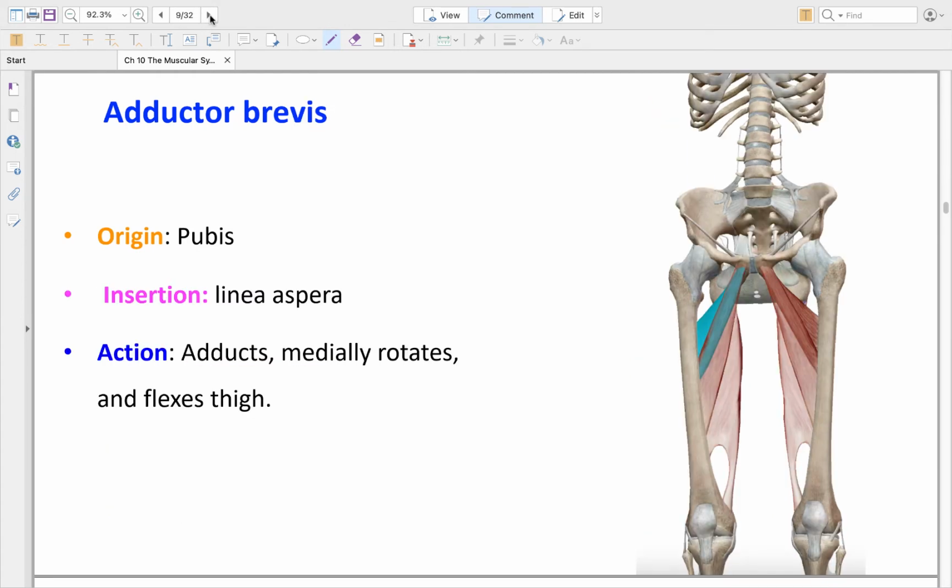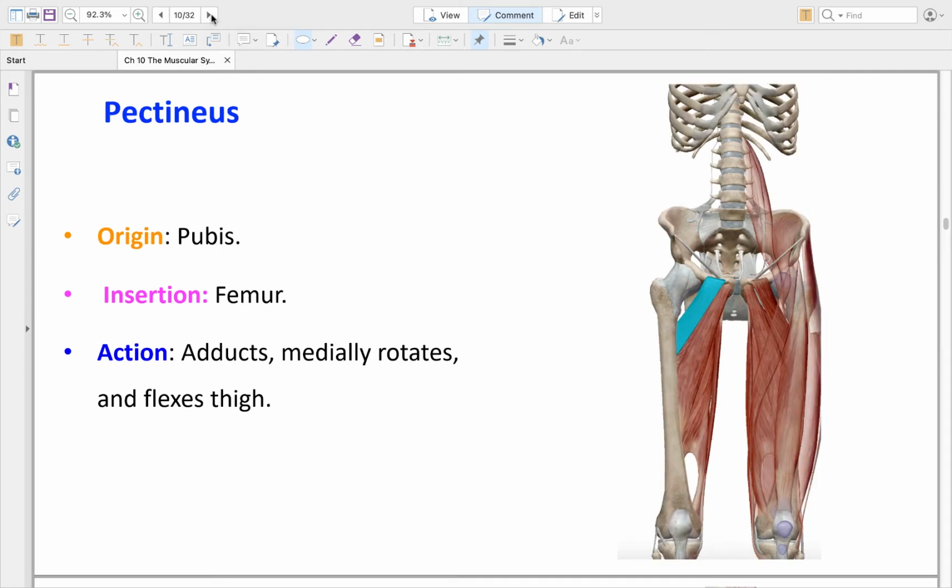Okay, adductor brevis, you can see here in blue, and remember, brevis means short. It's the shorter one, right? Its origin is right there at the pubis, and then the insertion is the linea aspera, which is that region of the femur, and it has the same action as the other two adductor muscles.